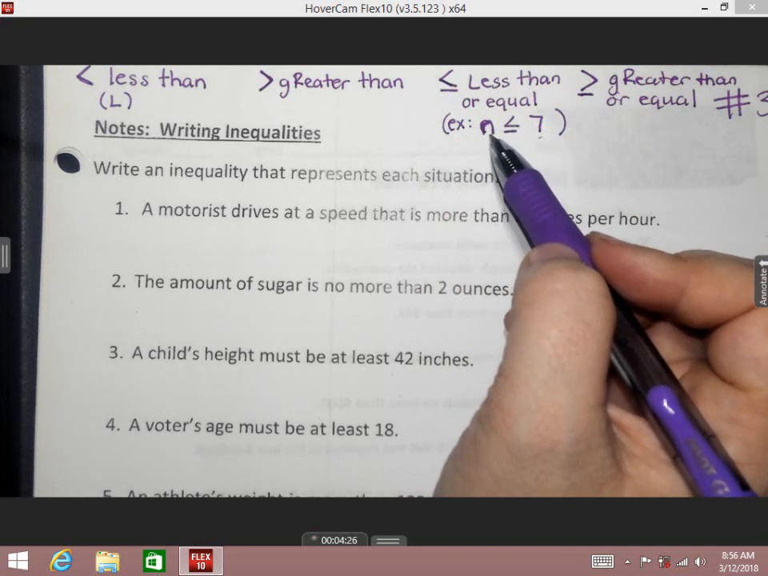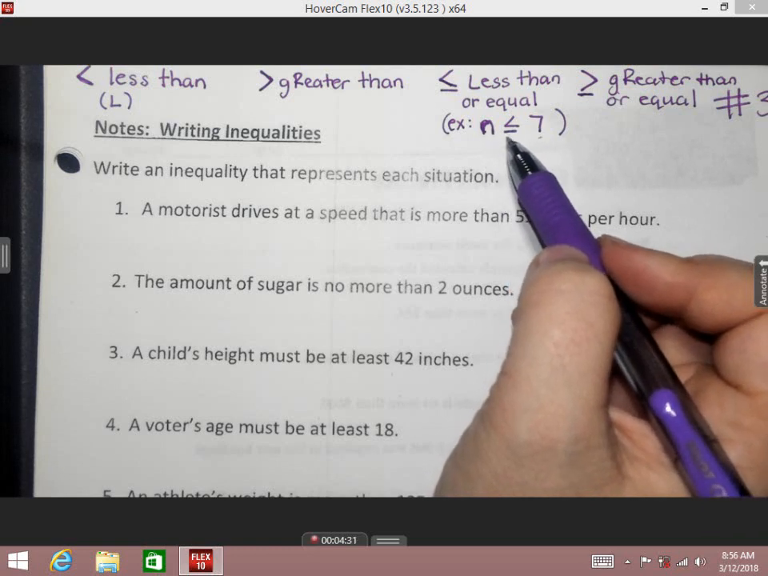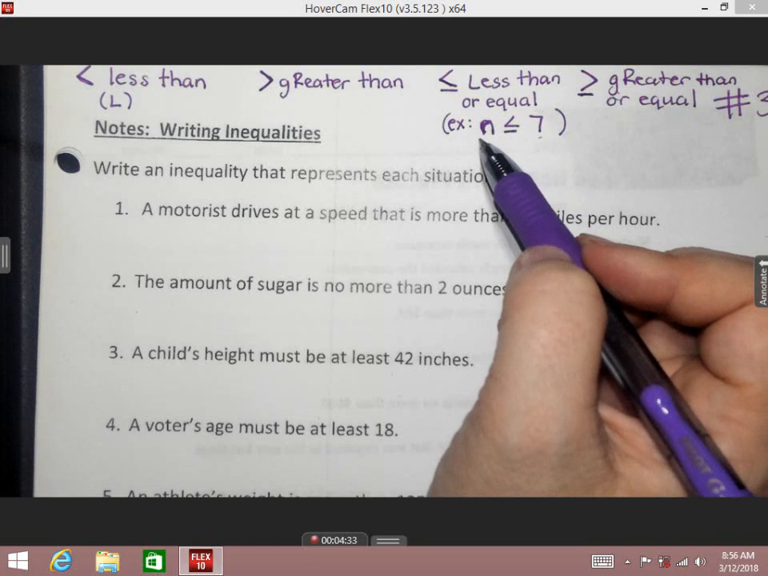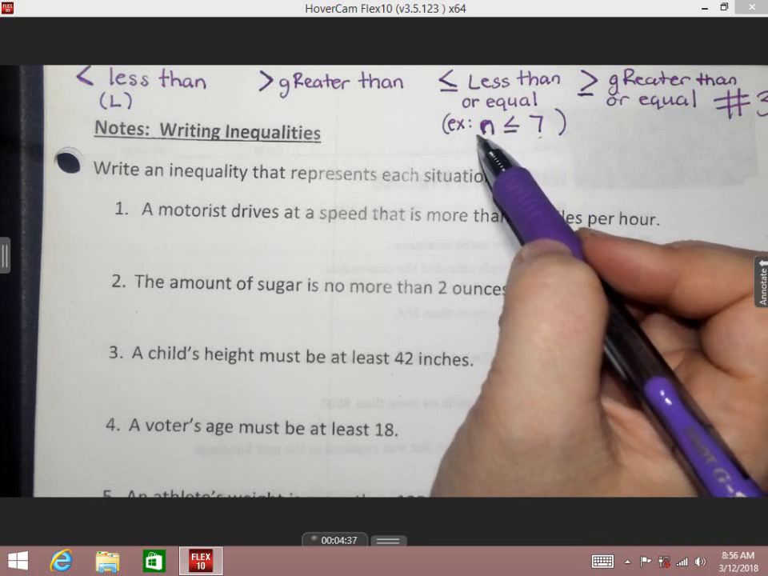What else can n be, Faith? 5, because 5 is less than 7. What else can n be? Okay? Anything lower than 7, guys.